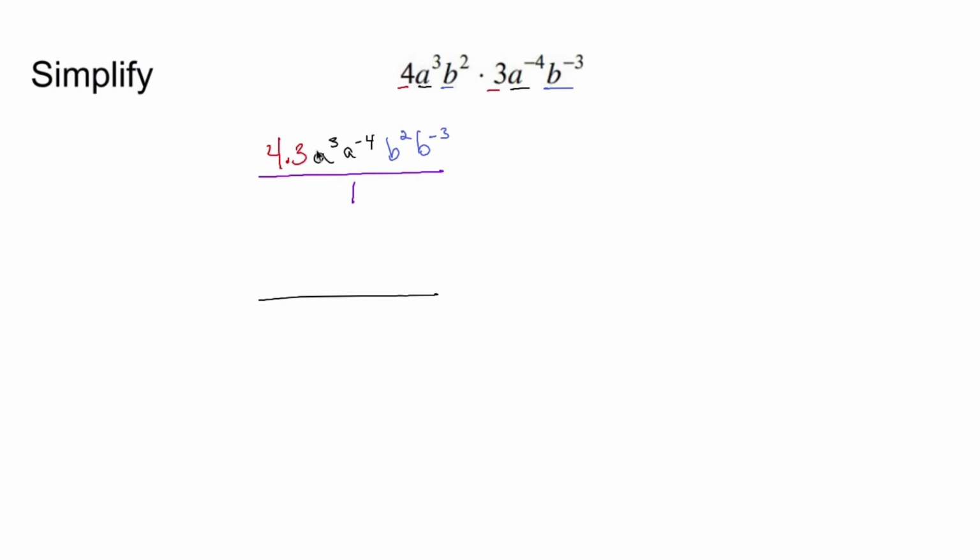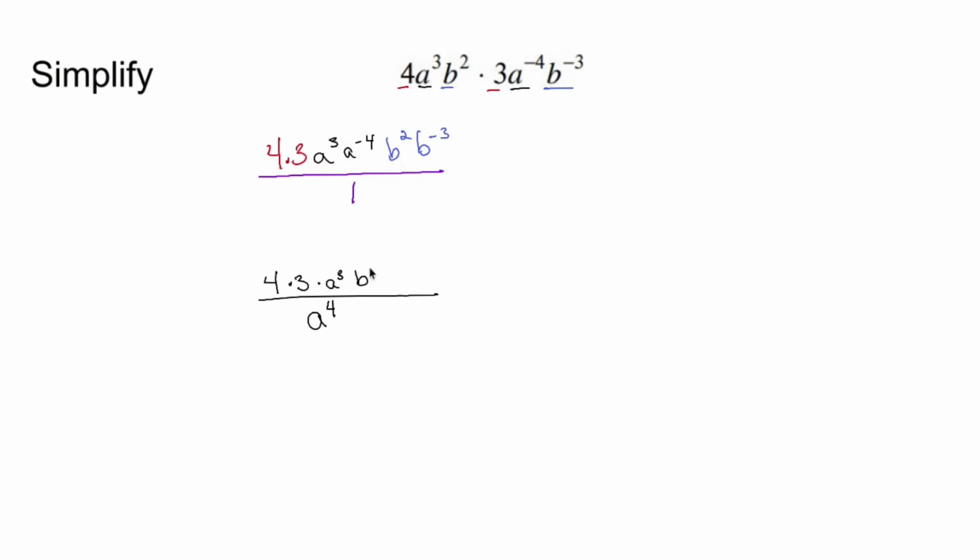I'm going to rewrite the fraction bar, and we look at all 6 of these items: 4, 3, a cubed, a to the negative fourth, b squared, b to the negative third, and we see if they stay or if they move. If it has a positive exponent or an invisible 1 for an exponent, they stay. So 4 stays, 3 stays, a to the third stays, a to the negative fourth moves to the other side of the fraction bar and becomes positive.